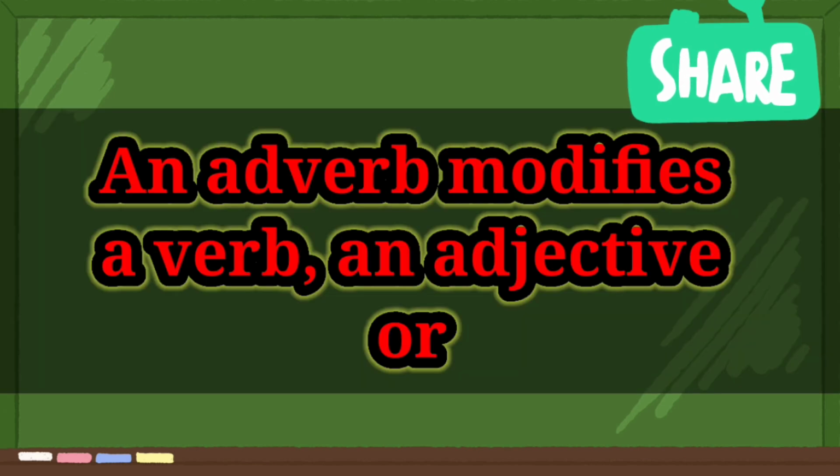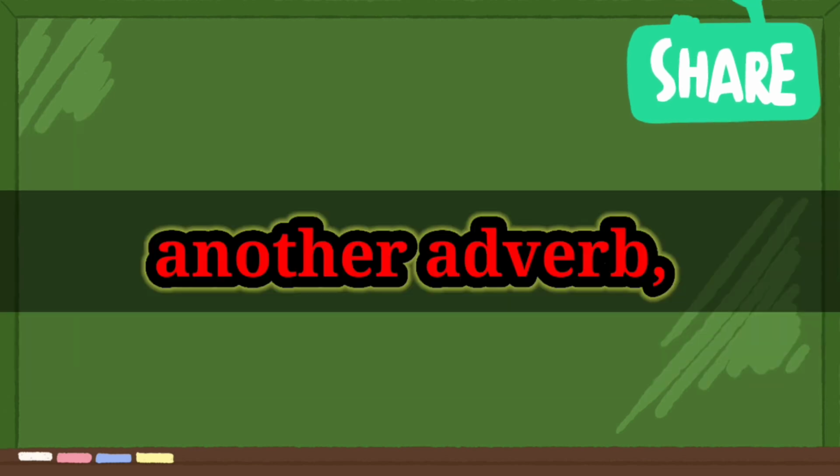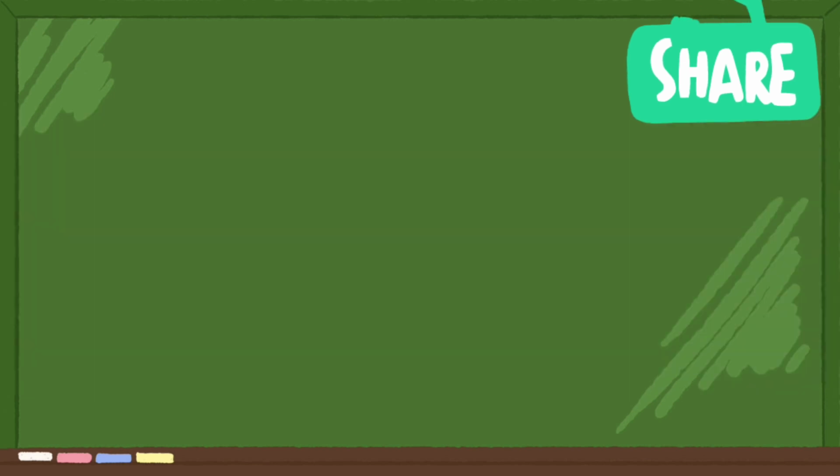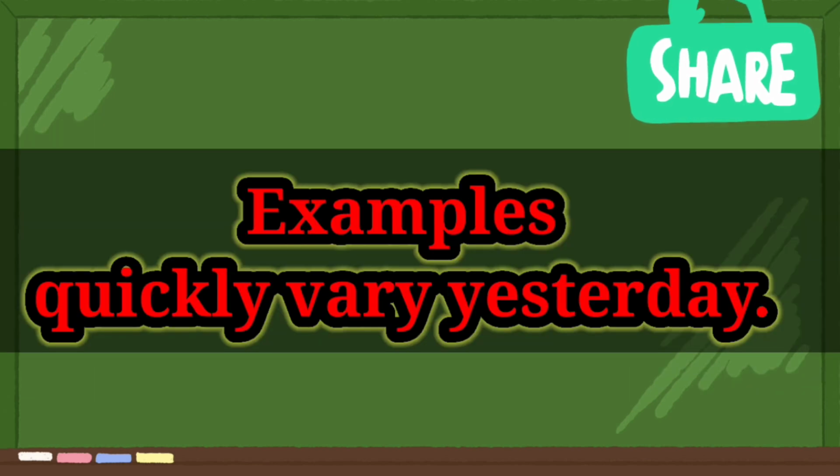Adverb. An adverb modifies a verb, an adjective, or another adverb, often indicating how, when, where, or to what extent something happens. Examples: quickly, very, yesterday.